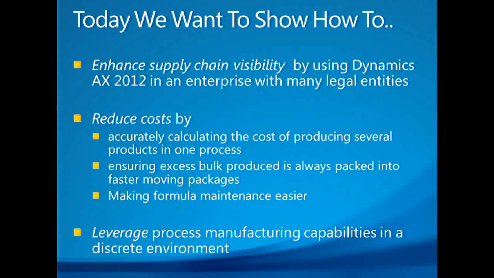And then we'll talk about, specific to process manufacturing, all the features that are there, and how you can reduce costs by accurately calculating the cost of producing many products at the same time, which means co-products. And by ensuring that excess bulk that is being produced is packed into goods which move faster than the others. So that's the bulk pack scenario.